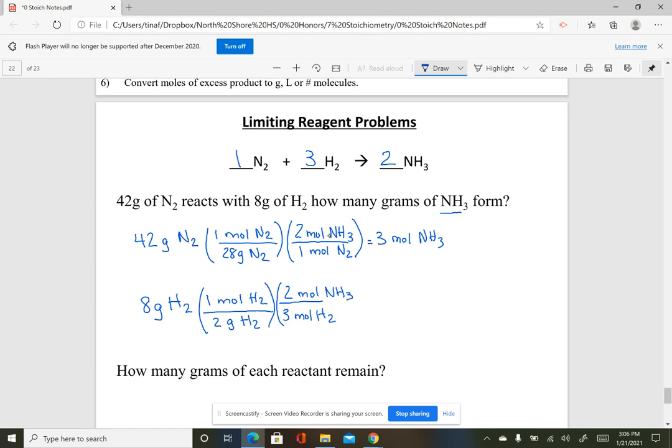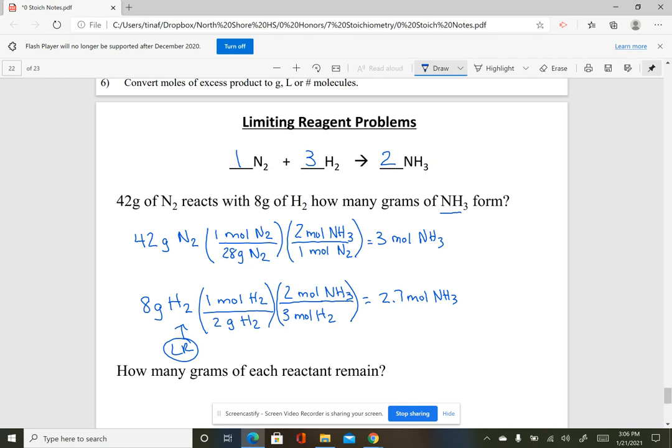And I'm getting that from my coefficients. And when I calculate, I get 2.7 moles of NH3. So you should have answered that hydrogen is your limiting reagent because it makes less product than the nitrogen does.